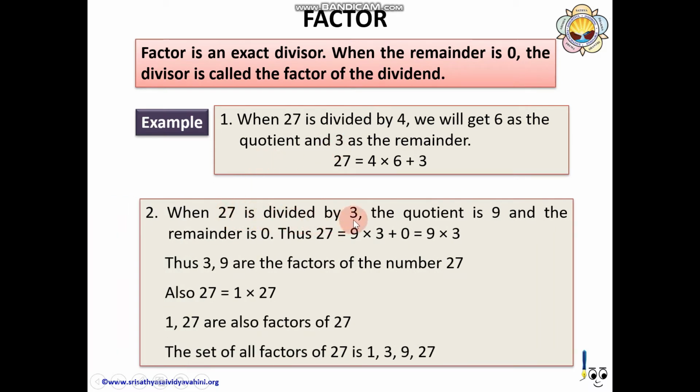27 is divided by 3, the quotient is 9 and the remainder is 0. So in this case we can say that 3 is a factor of 27, and the quotient which we get, that is also a factor of 27, because if you divide 27 by 9 you will get 3 as a quotient and the remainder will be 0. So the factors of 27 are 9 and 3. Apart from these two numbers, 1 and 27 are also factors of 27, because if you divide 27 by 1 you will get 27 as the quotient. Therefore all the factors of 27 are 1, 3, 9 and 27.